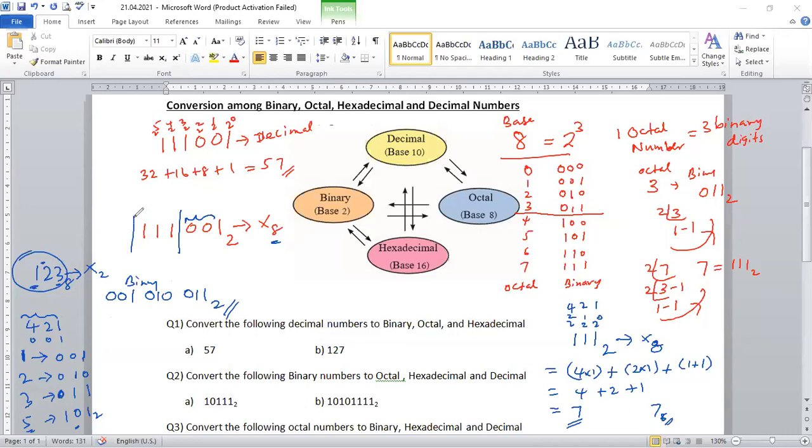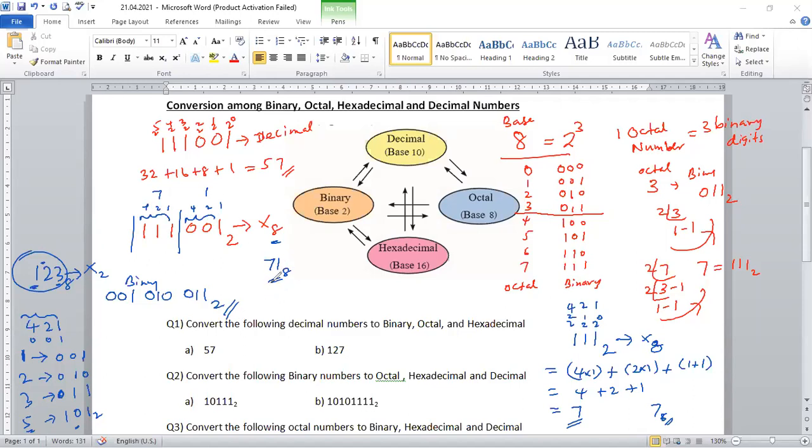1 1 1. Okay, you are grouping like this. So this is another octal digit. Now you write 1 2 4. You have to add 4 plus 2 is 6, 6 plus 1 is 7. So this will be 71. The base will be 8.